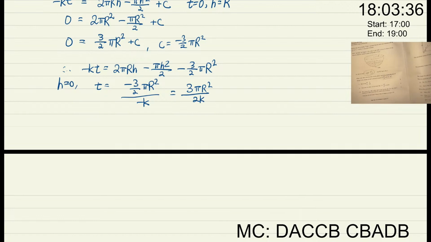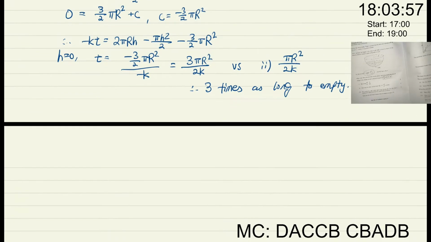Now let's compare that with the answer we got from part 2. The answer was pi R squared over 2k. Perfect. 3 times as long to empty. It's satisfying when it turns out nicely, because there was a lot of algebra involved in getting to this point. That was a difficult 3 marks, time consuming.